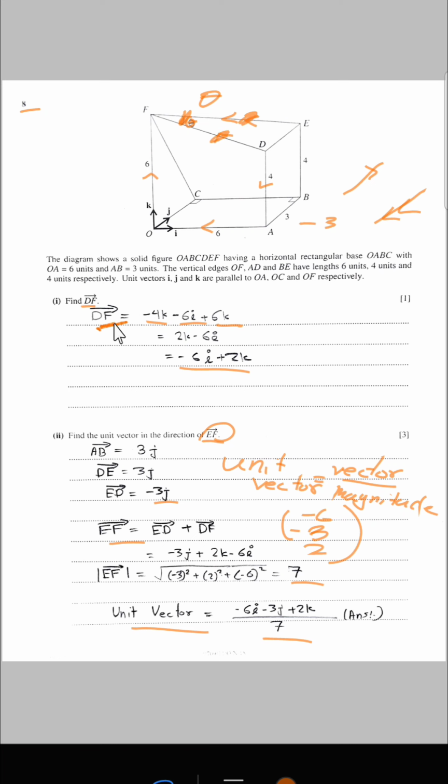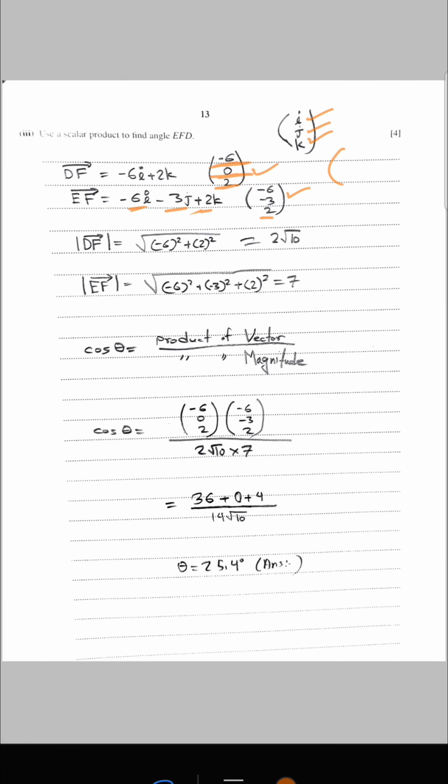Since we know DF and the value of EF, we write this in vector form. These are in magnitude form or just expression form, and in vector form, that is i, j and k. We write each of these components, and since for DF there is no j component, we consider it as 0, and for EF we write this in vector form where the sequence would be i, j and k. Then we need to find the magnitude of these two vectors. So we find the magnitude of each vector.